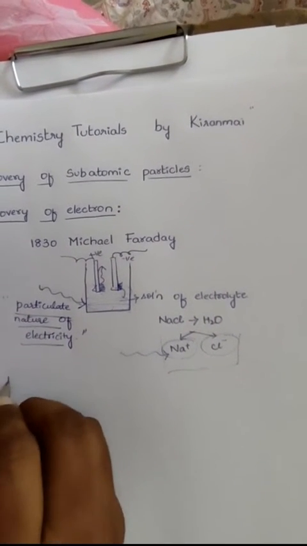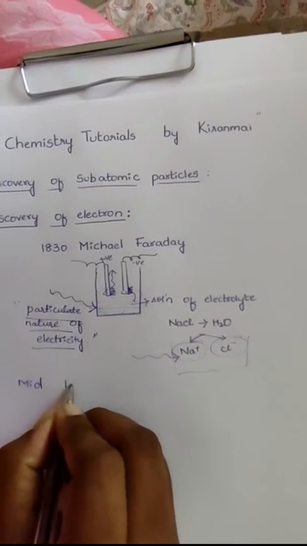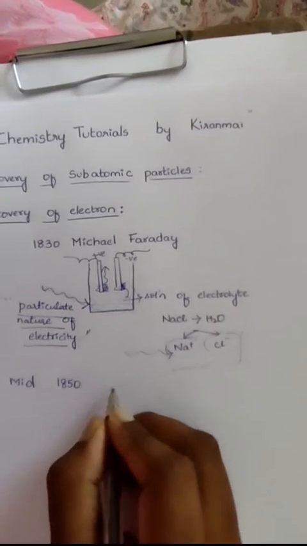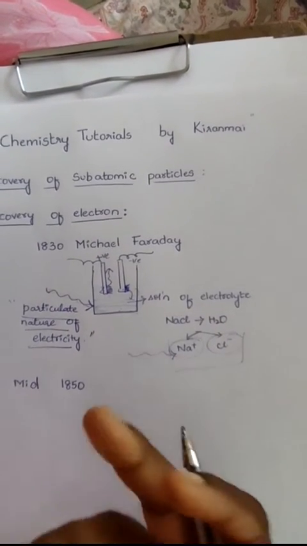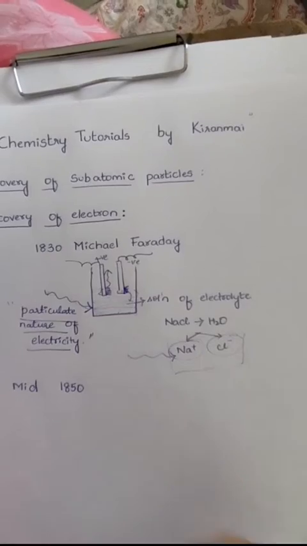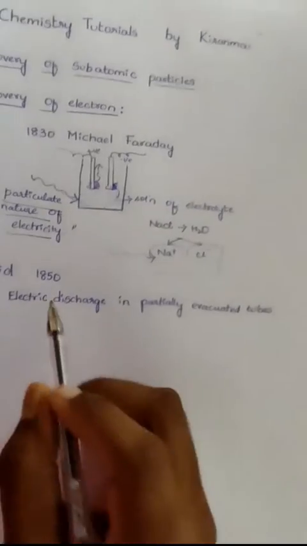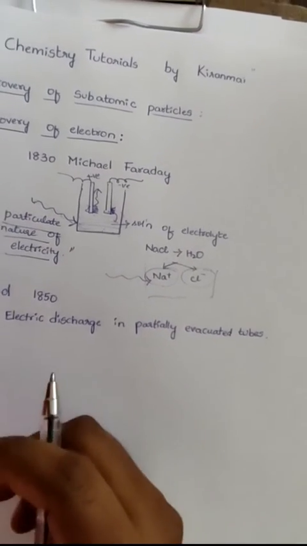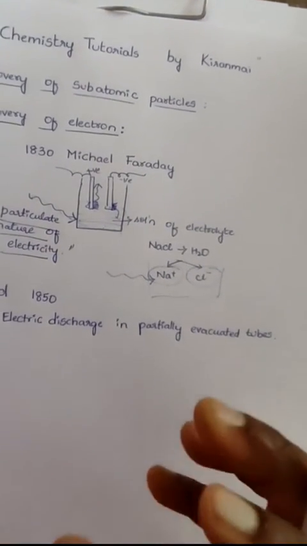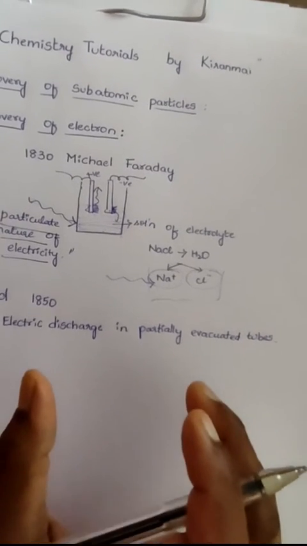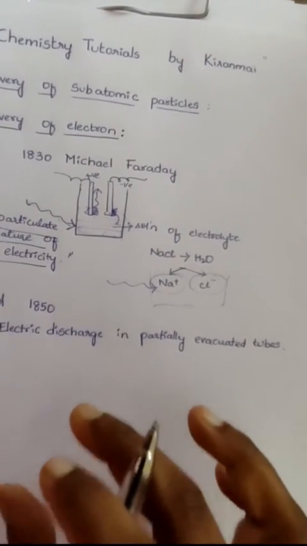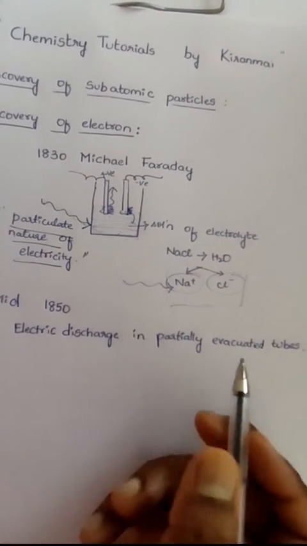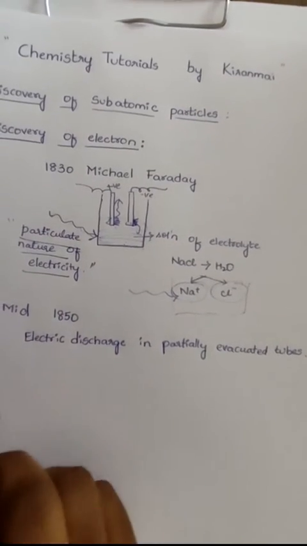Later, in the mid 1850s, many scientists, including Faraday, began to study electric discharge in partially evacuated tubes. Partially evacuated tubes means that by using a vacuum pump we remove air from a closed discharge tube so that the pressure gets reduced. Under these conditions, electric discharge in partially evacuated tubes is studied.